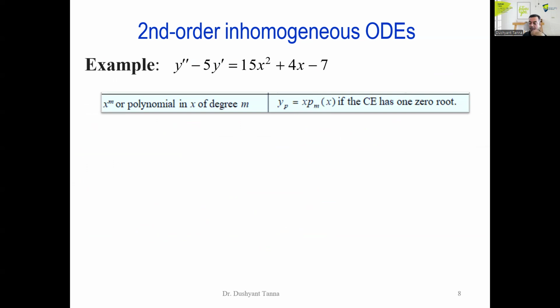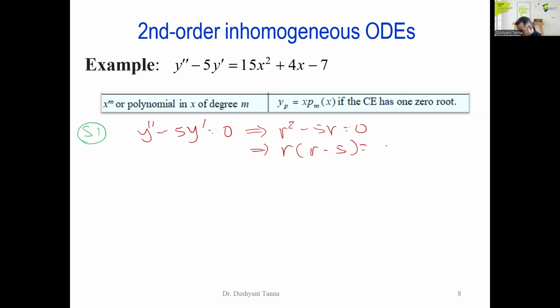Okay, first step first, step 1, which is the corresponding homogeneous equation. Right. So step 1 is corresponding homogeneous equation. Y double dash minus 5y dash is 0. From here, you will write r square minus 5r as 0. Right. From here, you will have r and r minus 5 as 0. R is 0 and r is equal to 5.